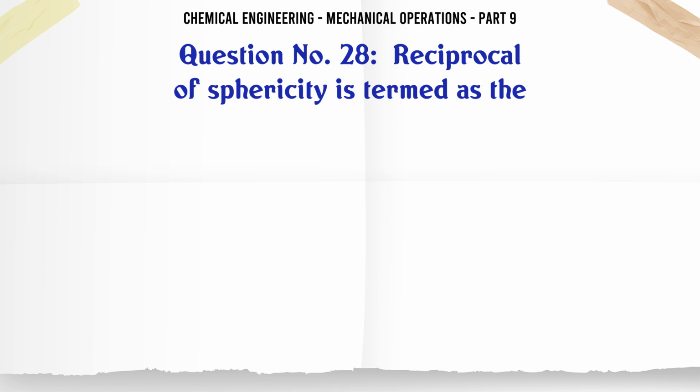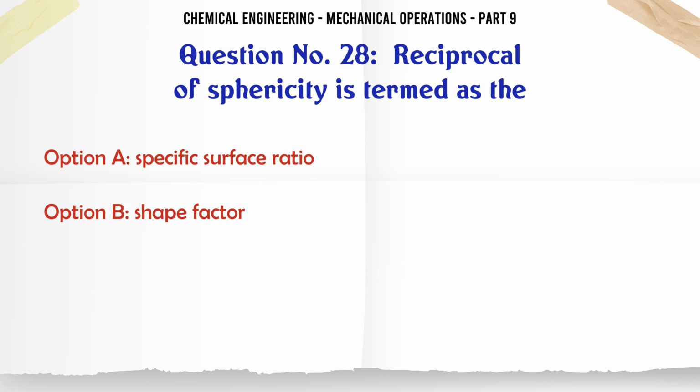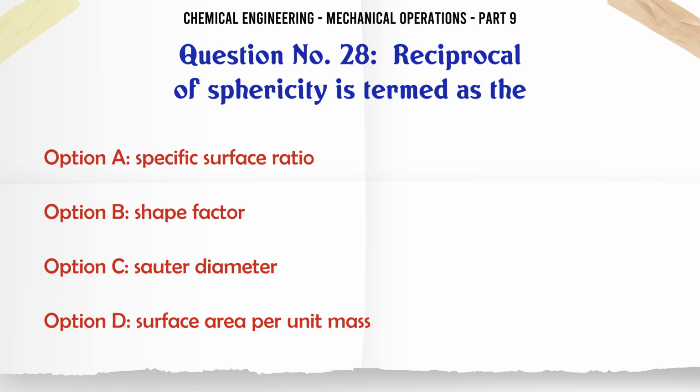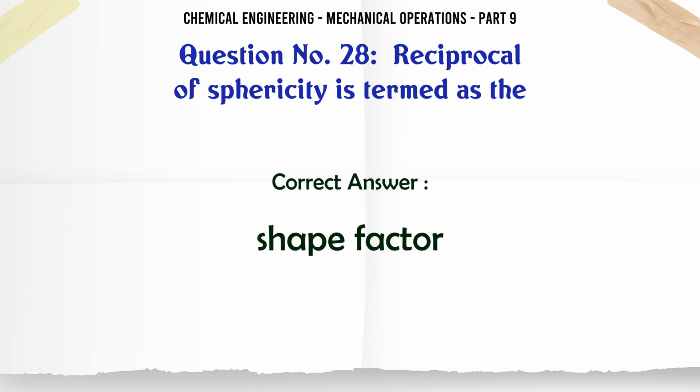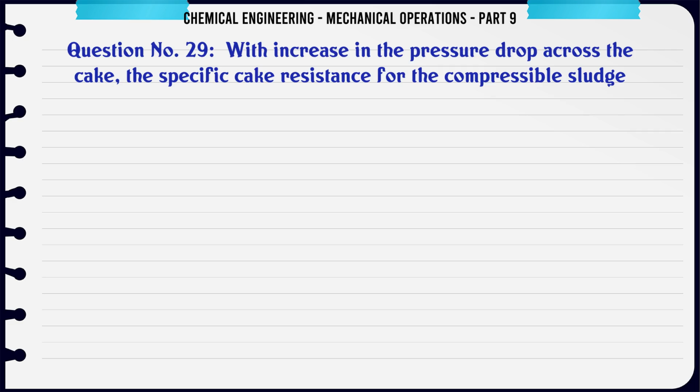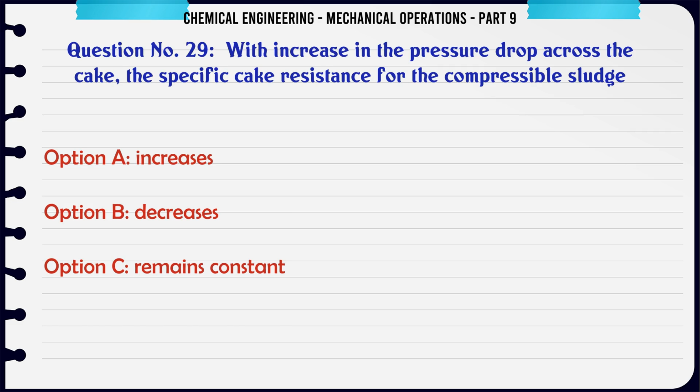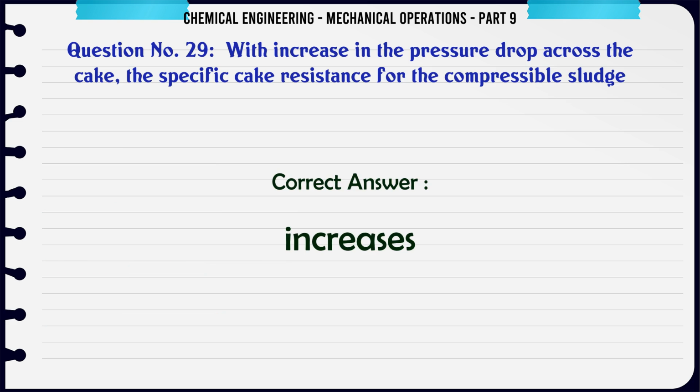Reciprocal of sphericity is termed as the A. Specific surface ratio. B. Shape factor. C. Sauter diameter. D. Surface area per unit mass. The correct answer is shape factor. With increase in the pressure drop across the cake, the specific cake resistance for the compressible sludge A. Increases. B. Decreases. C. Remains constant. D. Increases linearly. The correct answer is increases.